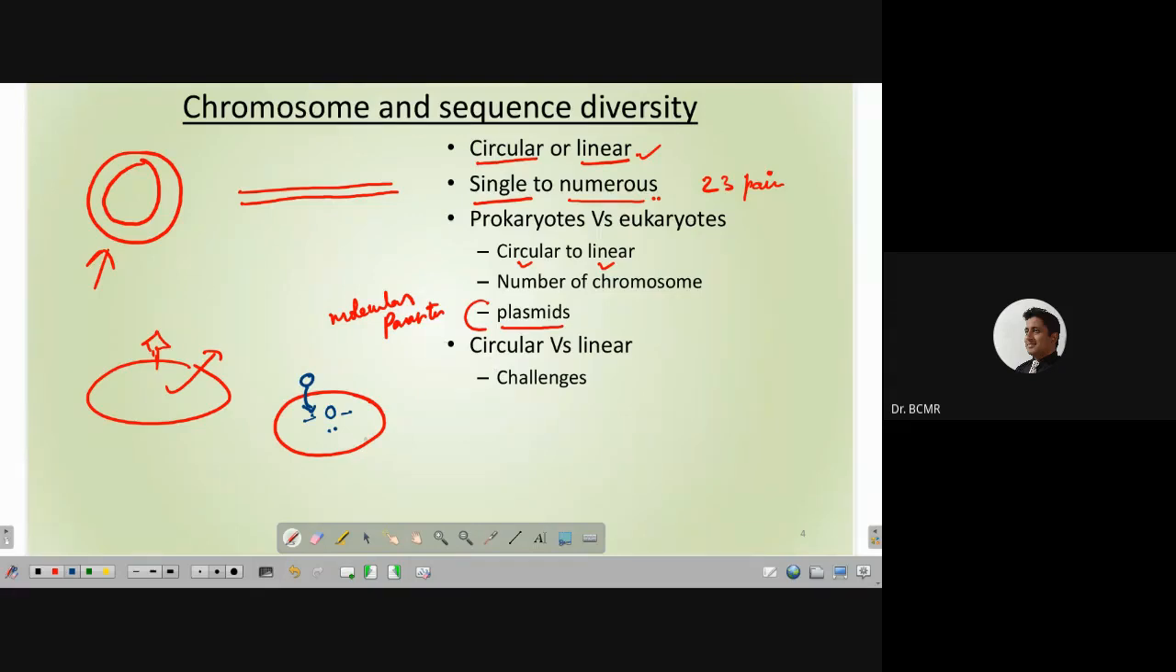Yeah, we discussed the challenges with circular or linear as we were talking here. In circular, they are much more stable. There is no end replication problem. In linear, the end replication problem is there, and there is also a problem of exonuclease activity, because of which they might get degraded from the ends. So these are solved by synthesis of telomeres by telomerases.